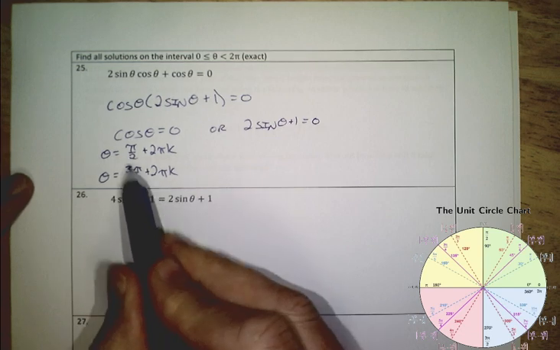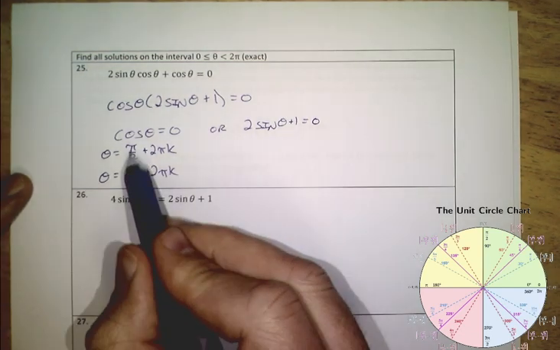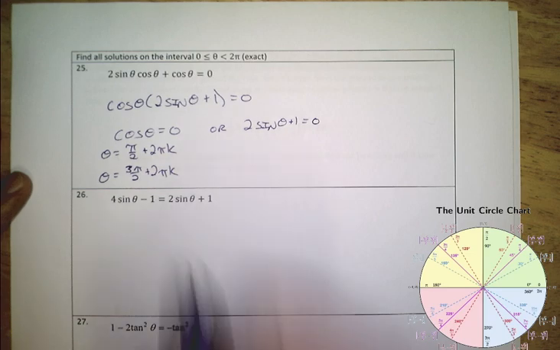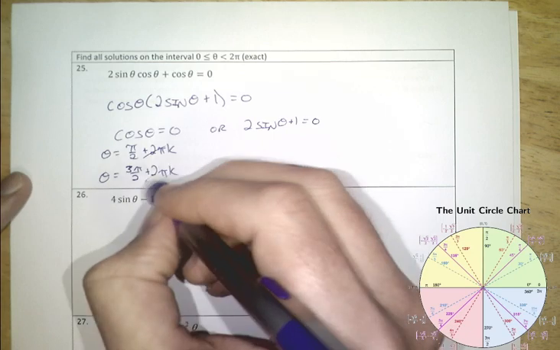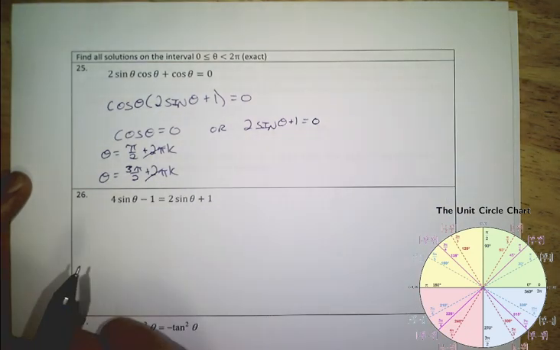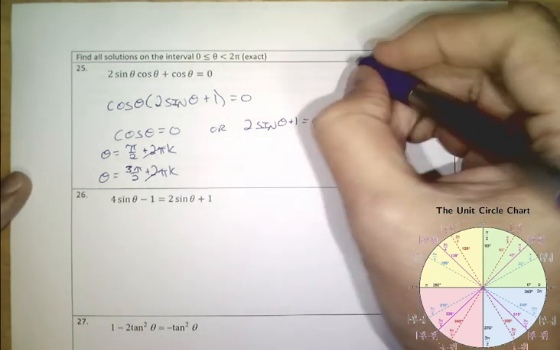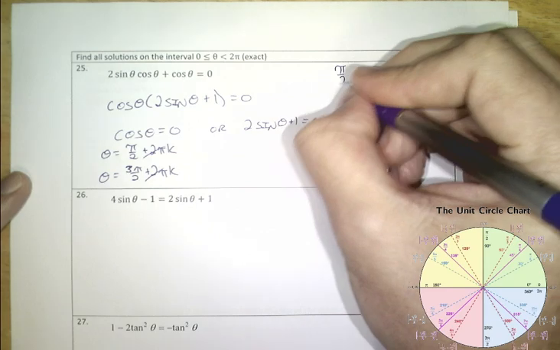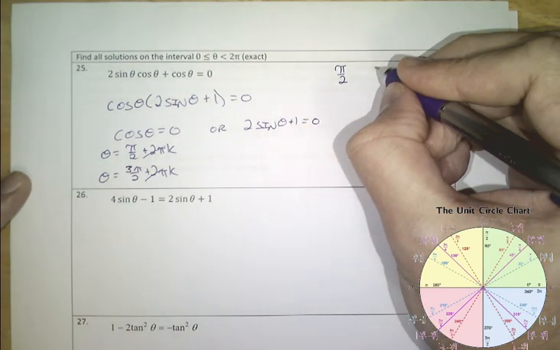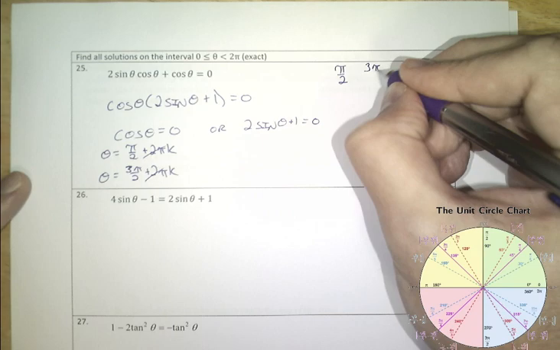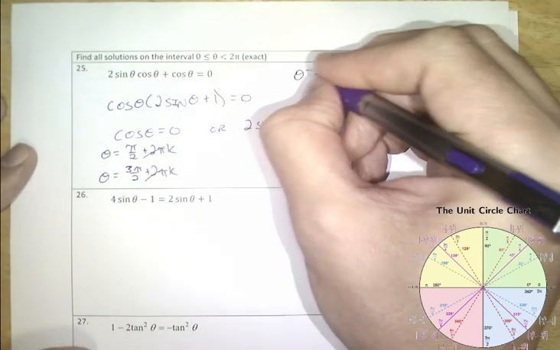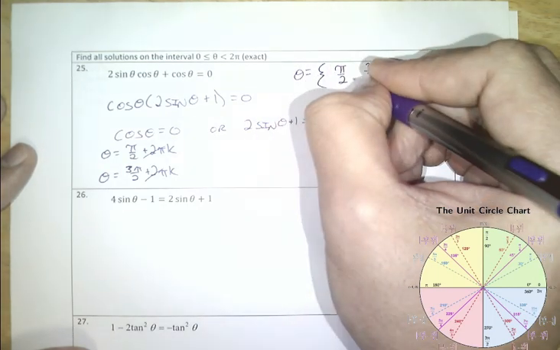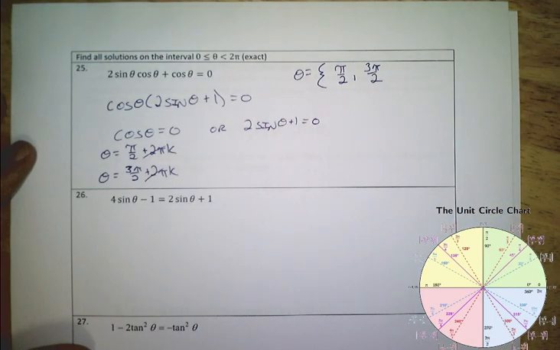Both of these solutions are on the unit circle, so these two are definitely going to count. If I add 2 pi k, it's going to take us off the unit circle, so that doesn't add any extra solutions. So two of our solutions are pi over 2 and 3 pi over 2. Okay, so now we need to check this one.